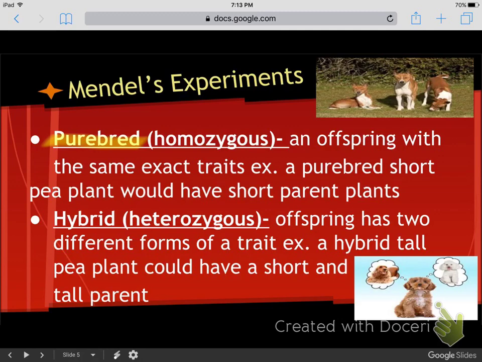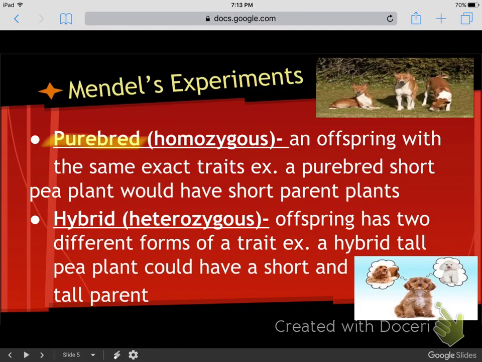Whenever you think of maybe racehorses or dogs, some people prefer a type of dog or a type of horse straight from the same lineage. So it has to be a purebred lab or a purebred type of horse that was bred specifically for speed. Nowhere along the line did that horse ever mate with a different type of horse. Okay, purebred in the term of genetics means that you're going to have an offspring with the same exact traits. So that means a purebred short pea plant would have to have short parent plants. Okay? That's the only trait it could pass down.